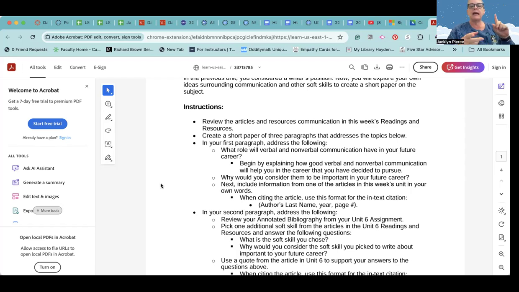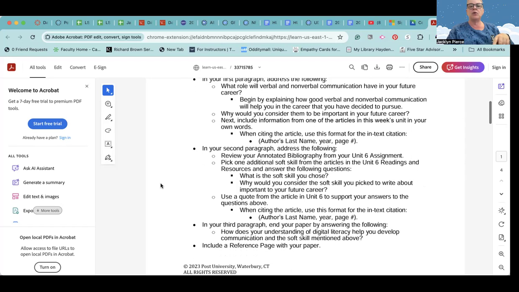So that's paragraph 1. In the second paragraph, you're going to review the Unit 6 assignment. So go back to last week. You did the annotated bibliography that had 3 different articles on soft skills. Pick one additional soft skill from the articles in the Unit 6 readings and resources and answer the following questions. What is the soft skill you chose? Why would you consider that soft skill you picked to write about important to your future career? So again, focusing on what you really want to do, be specific as possible. And in paragraph 2, you're going to include a direct quotation.